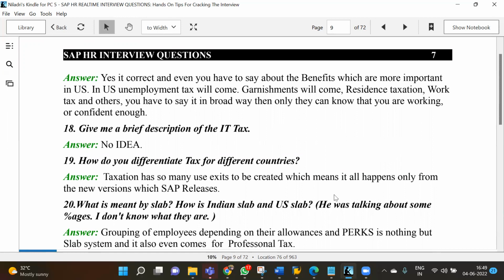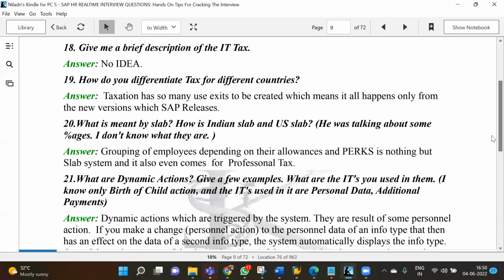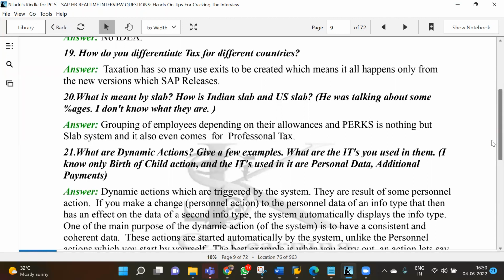Next is what is meant by slab. How is the Indian slab different from the slab in the US? Again, most of the time this is related to your taxation part. So do not rely upon these answers, like I was saying, just follow the questions and write your own answers.